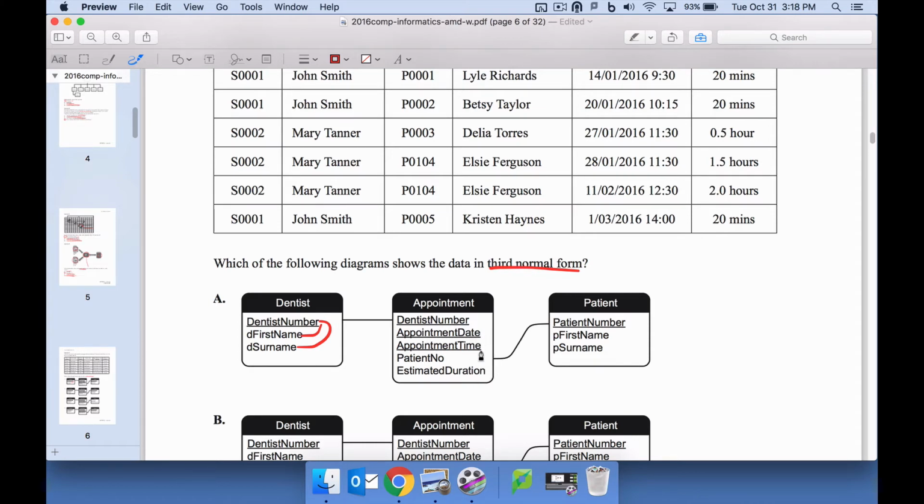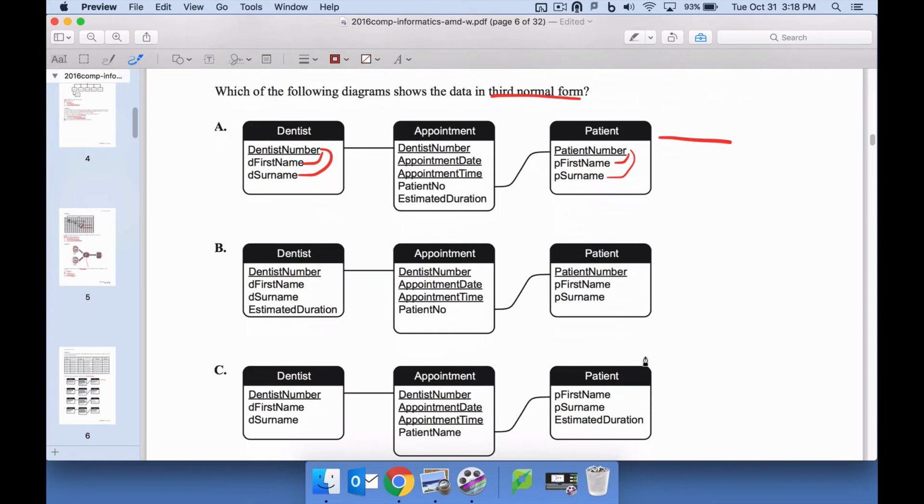So that looks good too. There's nothing here that is not directly related to the primary key or the concatenated primary key. The patient first name and the surname are directly related to the patient. There's nothing not to do with the patient in this table or the patient number. So A actually looks pretty good so far, but let's keep it there for a second and check the rest.